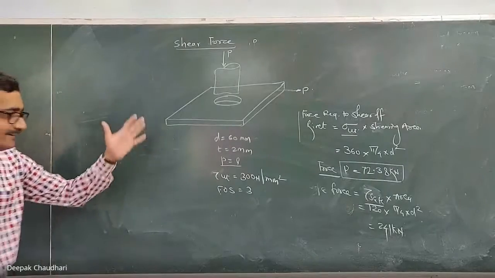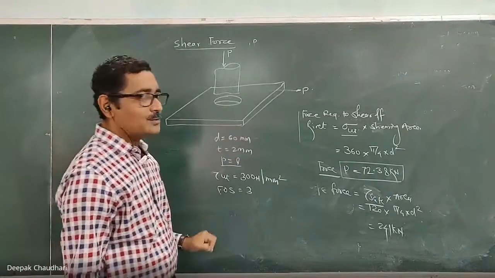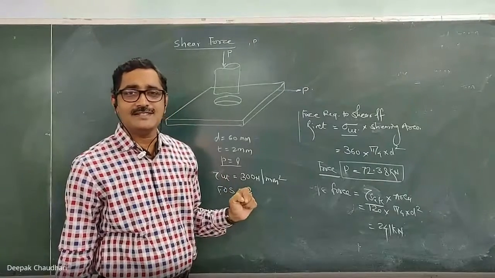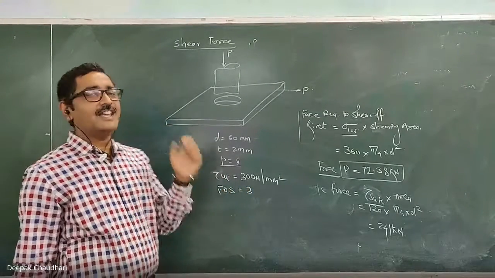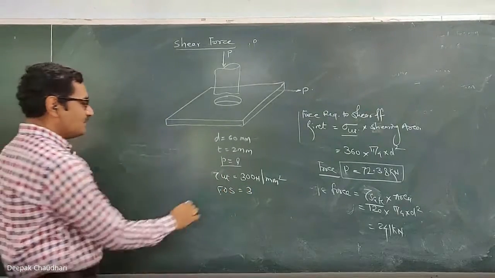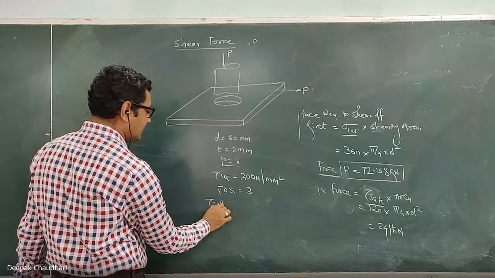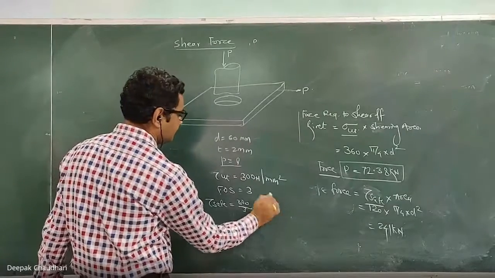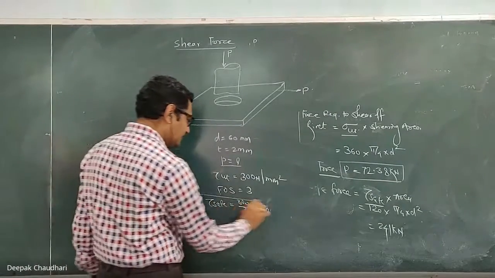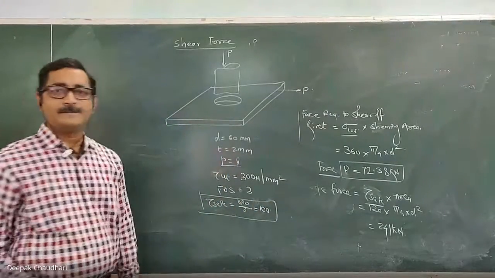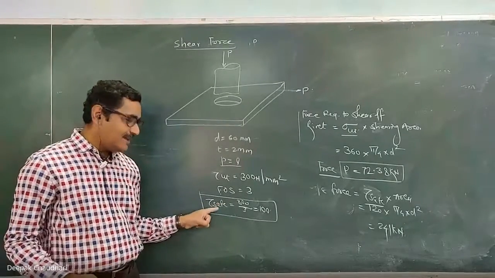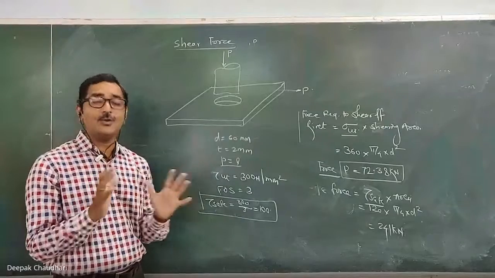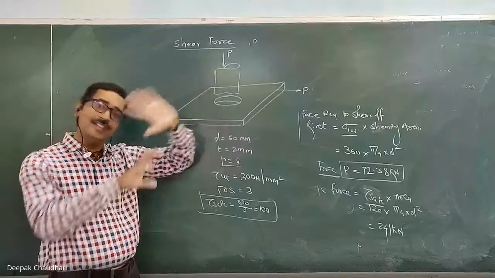Now tell me, in this question, to find this force P, is it necessary to calculate the safe stress? We can calculate the safe stress. It is the ultimate stress upon factor of safety, 300 divided by 3, which is equal to 100. But is it necessary? If you calculate the force P with this stress, that will be the safe force P, which we can apply without failure.